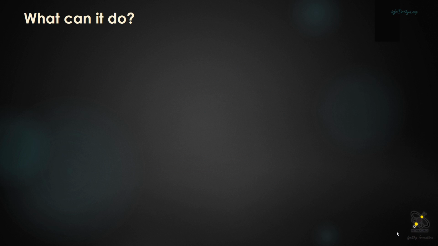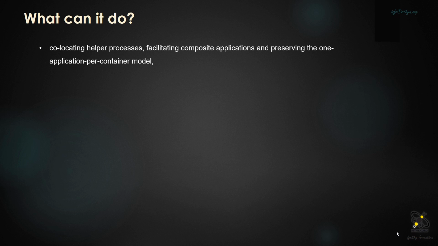And what can it do for us? It serves many purposes. The first and most important benefit is co-locating helper processes, facilitating composite applications, and preserving the one-application-per-container model. Whenever you deploy, the dependent applications will be hosted together, and it will make sure to put them on the same nodes. So it co-locates helper processes natively.